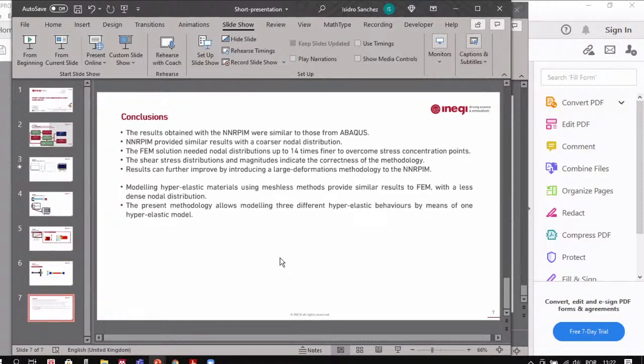In conclusion, these results obtained with the meshless methods are quite similar to those obtained with Abaqus, which is a common, well-known tool. The main difference is that with the meshless approach, we are using up to 14 times fewer nodes compared to the solution required for Abaqus to get similar results. So in conclusion, this implementation is working and is providing good results.